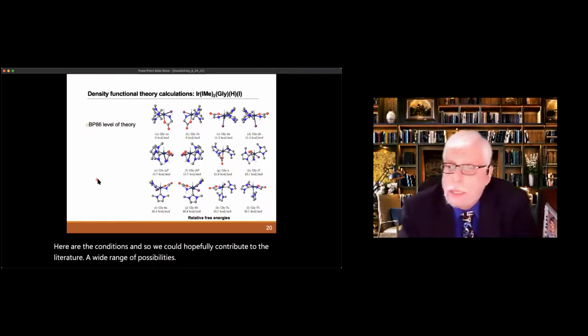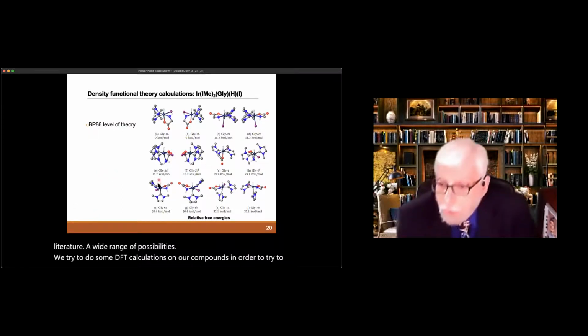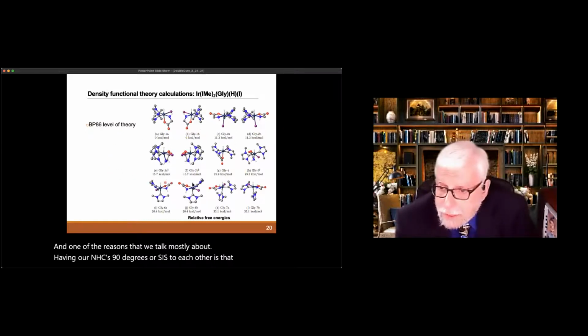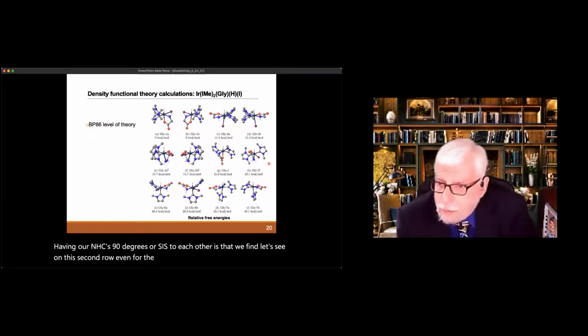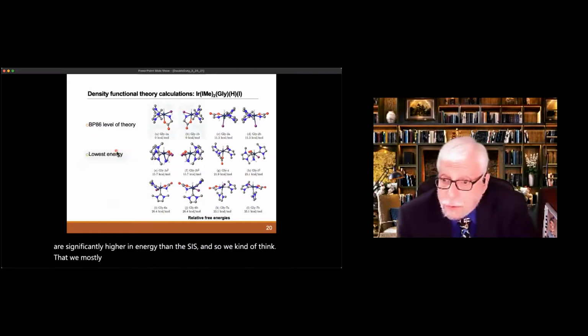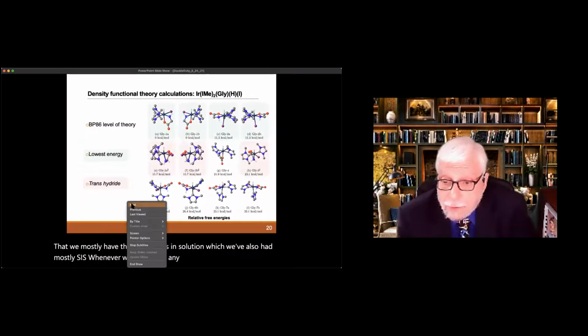We try to do some DFT calculations on our compounds in order to understand all of the isomers that we get. One of the reasons that we talk mostly about having our NHCs 90 degrees, or cis, to each other is that, even for the simple compounds with just glycine on them, having the NHCs trans to each other is significantly higher in energy than the cis. And so we think that we mostly have the cis isomers in solution, which we've also mostly seen whenever we have done any kind of single crystal X-ray structure.